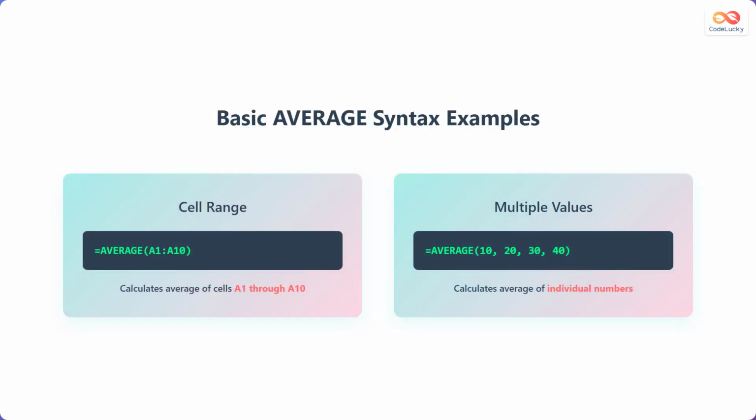Let's explore some basic examples of how to use the average function. First, using a cell range. The formula equals AVERAGE, open parenthesis, A1 colon A10, close parenthesis will calculate the average of the values in cells A1 through A10. Second, using multiple values. The formula equals AVERAGE, open parenthesis, 10, 20, 30, 40, close parenthesis will calculate the average of the numbers 10, 20, 30, and 40.